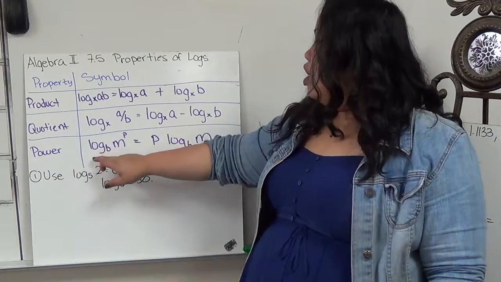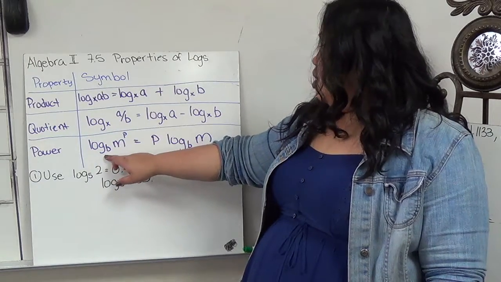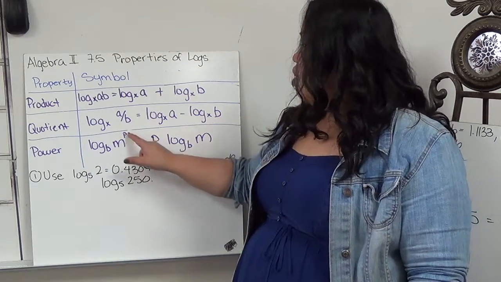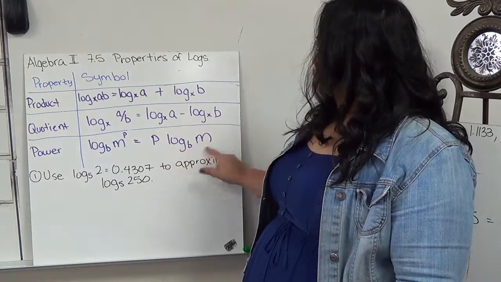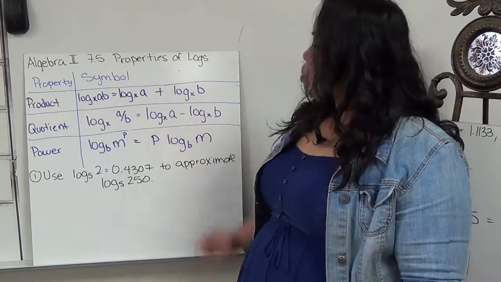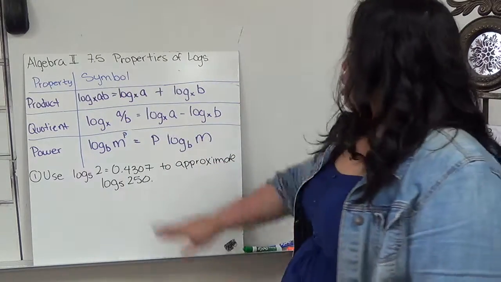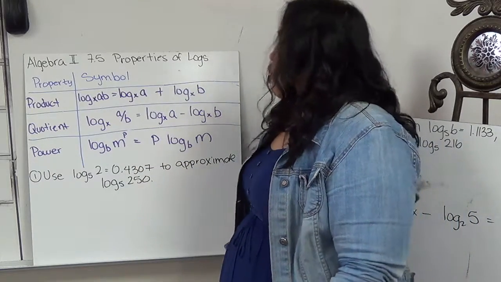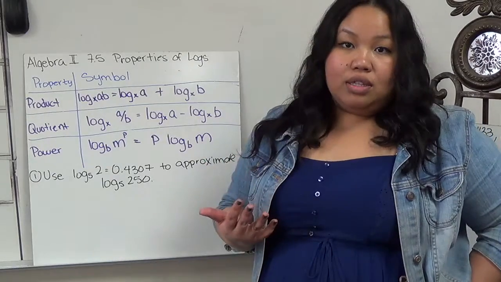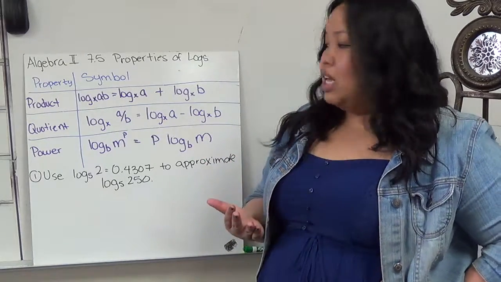And then the power property: log base b of m to the power of p. Well, if that's the case, I can take this power and put it in front. So then I can find log base b of m first, and then I can multiply by p at the end without having to put in that power. The reason that's important is that it will help us manipulate the equation so that we can find the answer we're looking for.